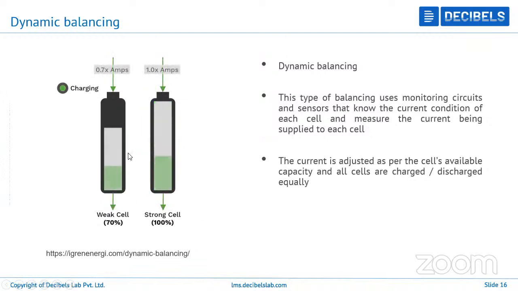So what the controller will do is calculate how much current has to be sent to each cell, and accordingly it will adjust the charging current. You can see on the left hand side, it will send 0.7 amps, while the right hand side one, it will send 1 amp, right? Likewise, it can adjust for different types of cells. This way, dynamic balancing can be achieved. In the same way, you will be able to see it for discharging as well.